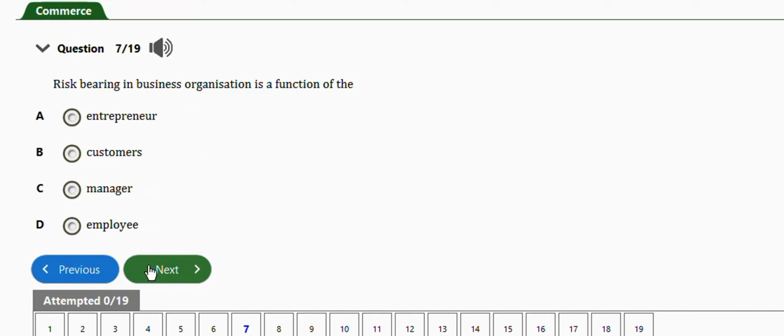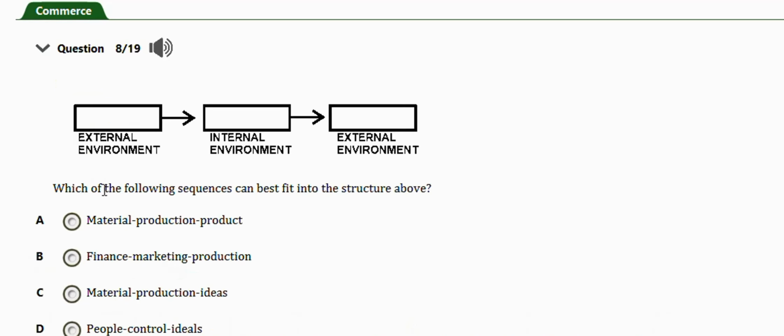Okay, next question. Risk bearing in business organization is a function of the entrepreneur, of course, option A. Next question. Which of the following sequence can best fit into the structure above? Raw material, production, product; finance, marketing, production; material, production, ideas; people, control, ideas. The right answer is option A, material, production, products. That's the one that can fit in the structure above.